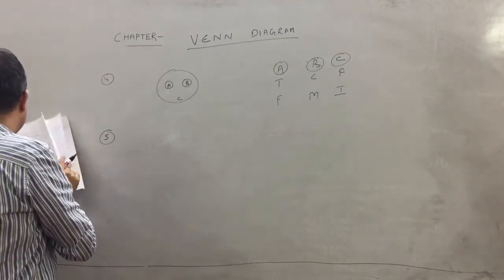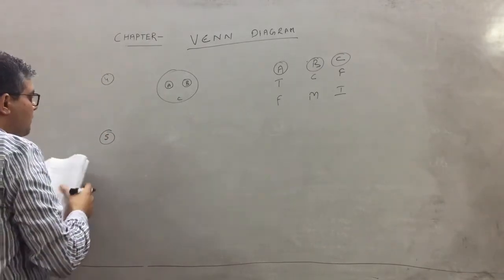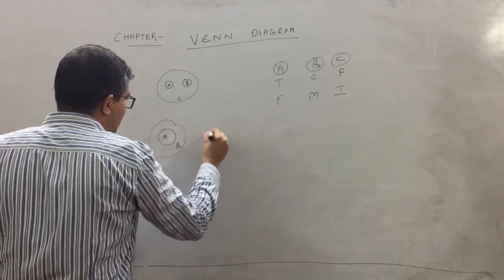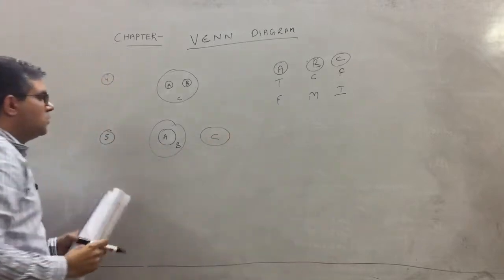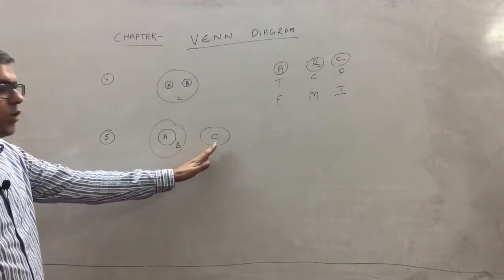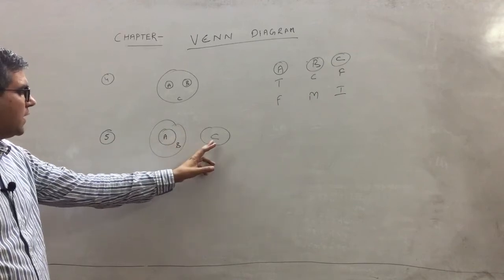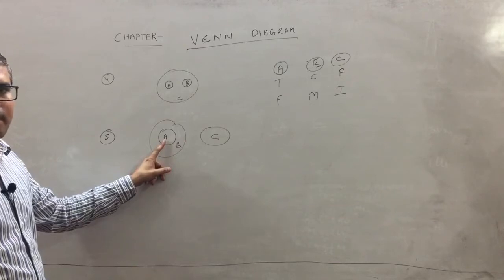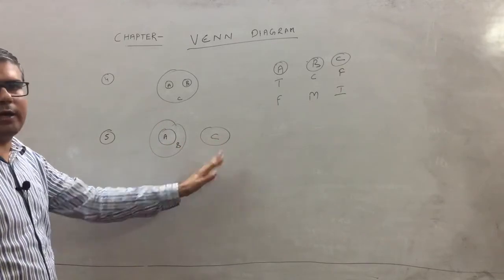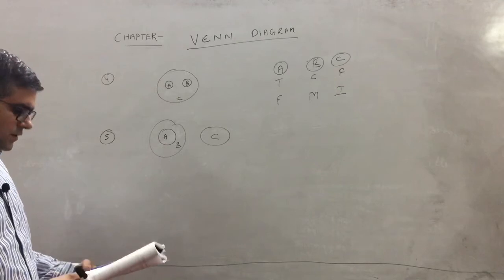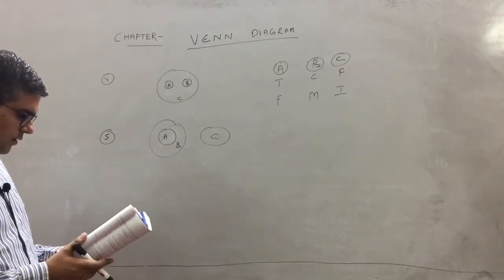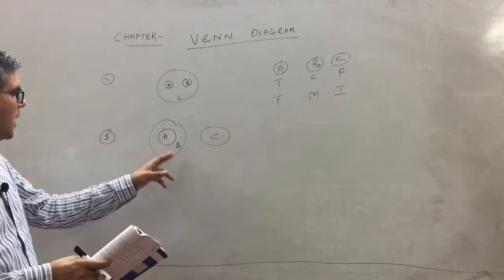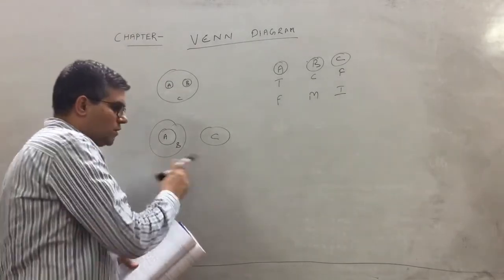Fifth Venn diagram. Again A, B, and you have a separate diagram C. So this clearly indicates there is no relation or no single point of contact between C and A and B. All items of A belong to B, but they do not have any relation whatsoever with C. The example given in the book is A thief, B criminal, all thieves are criminals, and C is judge. Judge has no relation.